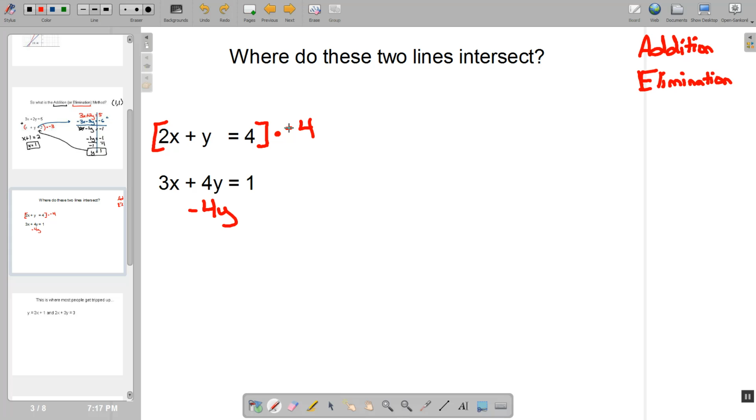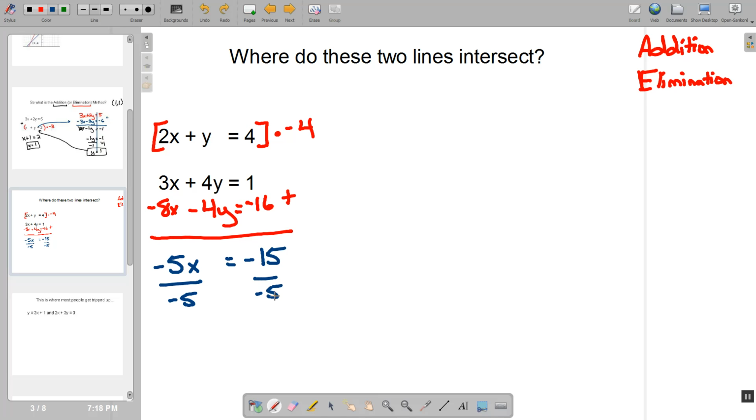So 2x times negative 4 is negative 8x. y times negative 4 is negative 4y. I already wrote that in there. And then finally, we have 4 times negative 4. That's negative 16. And now we can add these two equations together. And if I did it correctly, one of the variables will disappear. Well, 3x plus negative 8x is negative 5x. 4y minus 4y is 0. They are gone. And 1 plus a negative 16 is negative 15. I did eliminate one of the variables, so now I can solve for my value of x, and I get x equals positive 3.